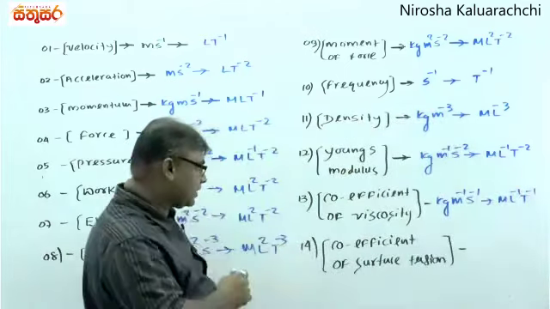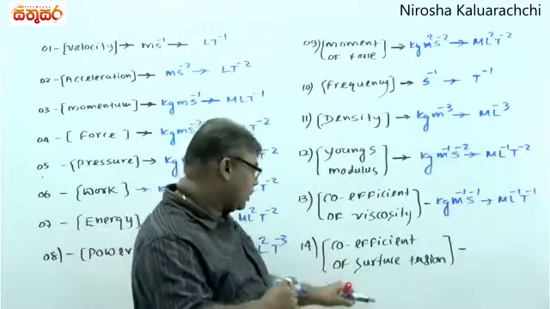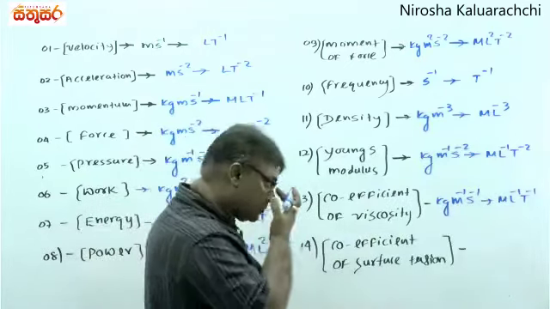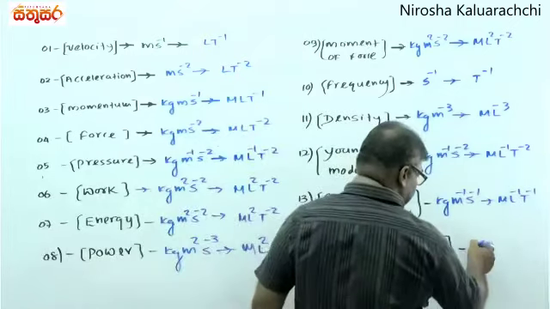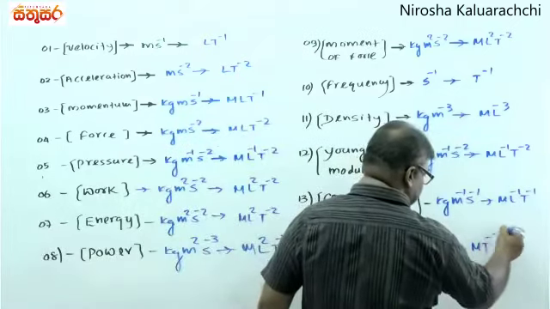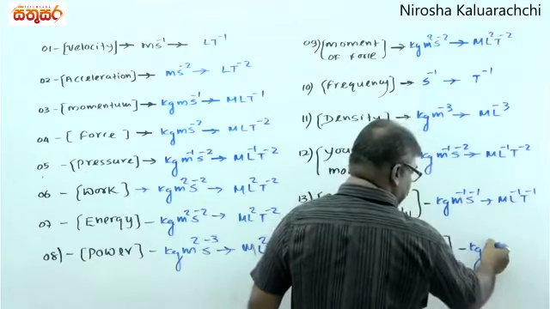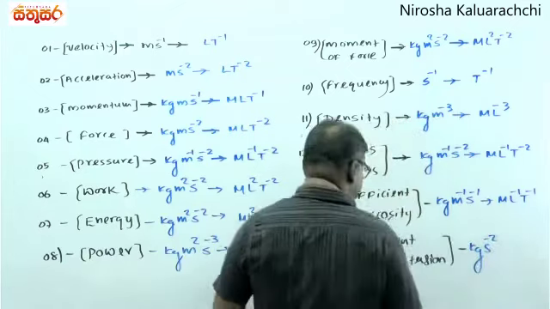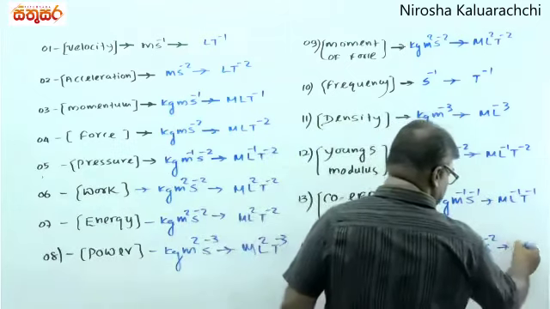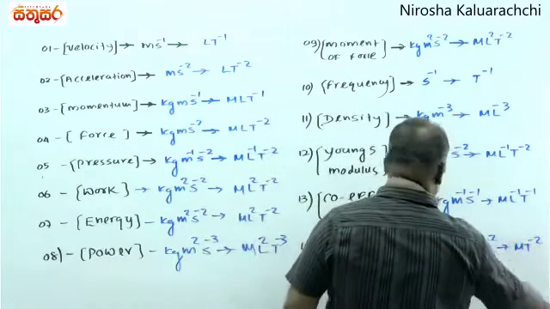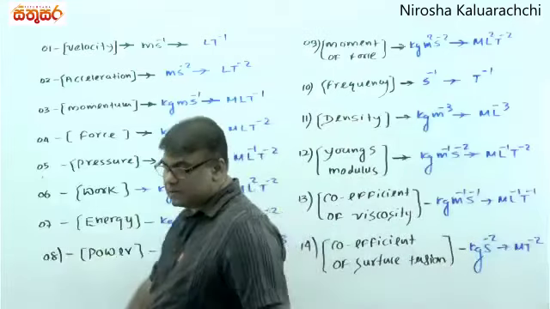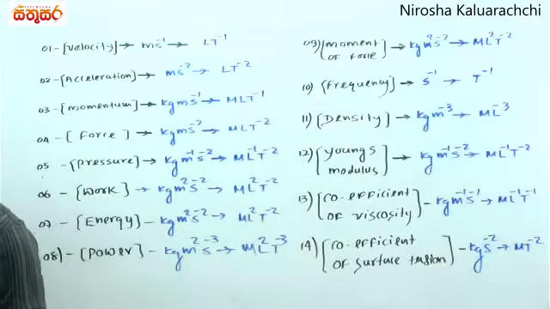Clear with that? Right. Next one. Coefficient of surface tension: unit kg s minus 2, dimension M T minus 2. These are the known dimensions of the related physical quantities. Right.